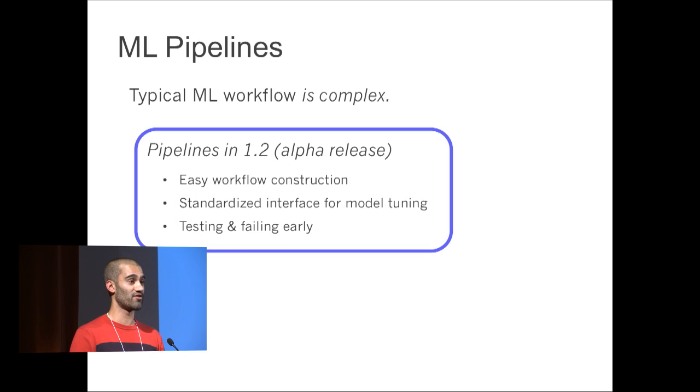So what's being released in version 1.2, and this is an alpha release, and what that means basically is that it's open, people can use it, but we're not promising that the APIs will remain fixed between 1.2 and afterwards. But in this alpha release, the main goal is to make construction of these workflows easier, provide standard interfaces between different components of the model, as well as for model tuning. And basically, be able to inspect different components of this pipeline so that you can fail early. You don't want to run for 10 hours before noticing that there's something wrong with the 4th stage of your pipeline. So trying to catch things early when possible.